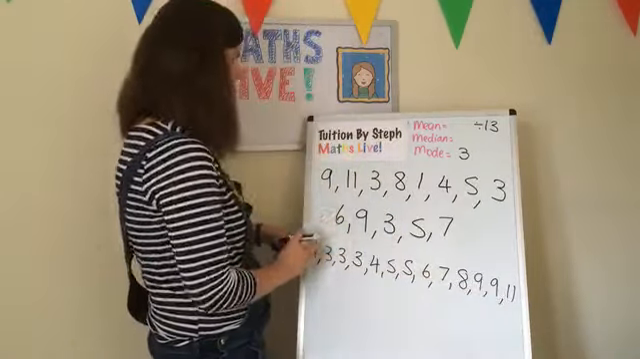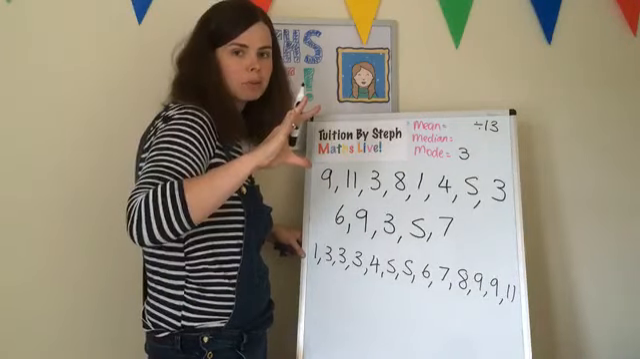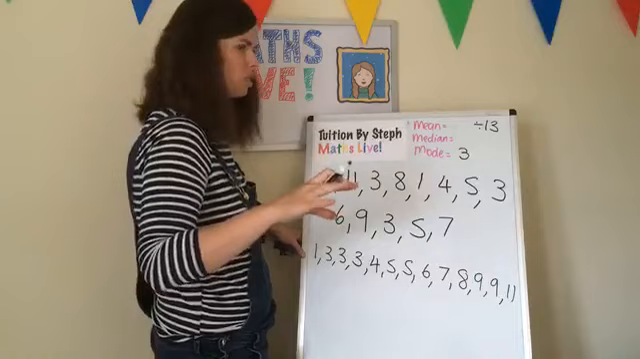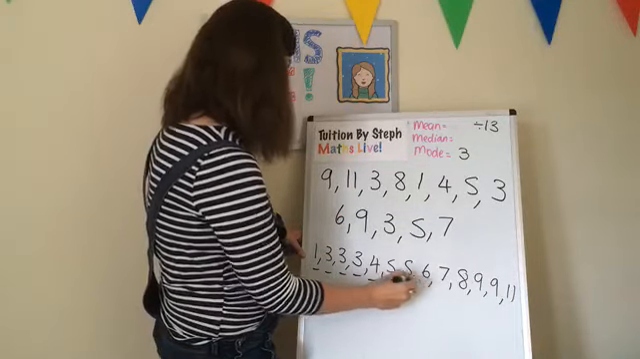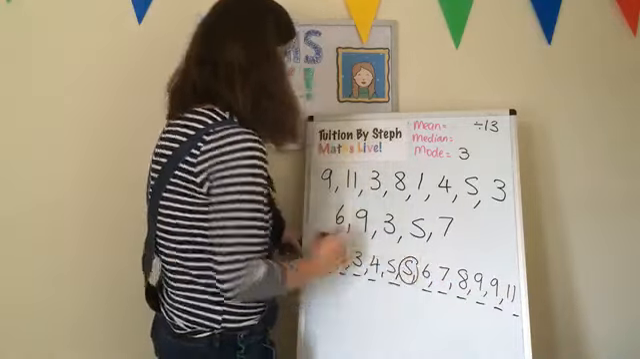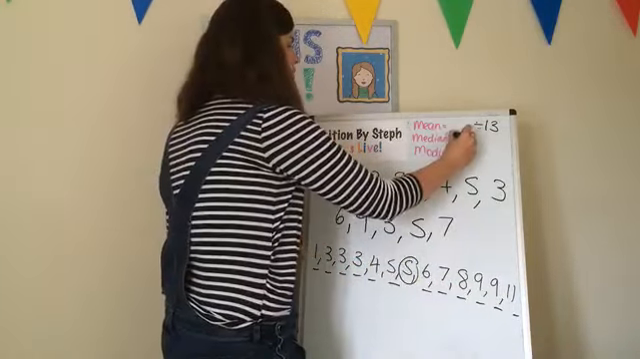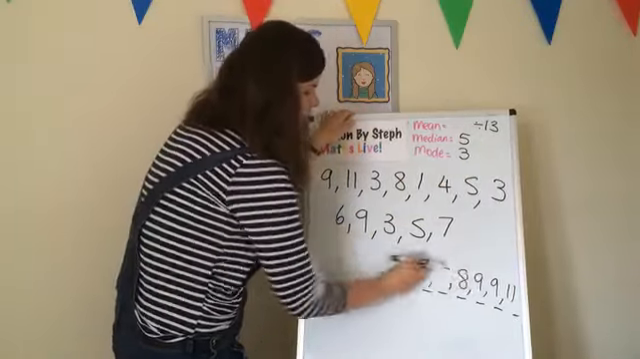Right. 13 is an odd number, so there must be an even amount each side. So there must be 6 on each side. So 1, 2, 3, 4, 5, 6. 1, 2, 3, 4, 5, 6. So my median is 5. Right, find the mean.